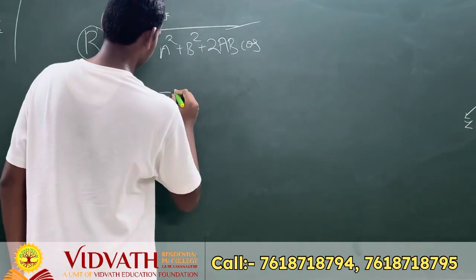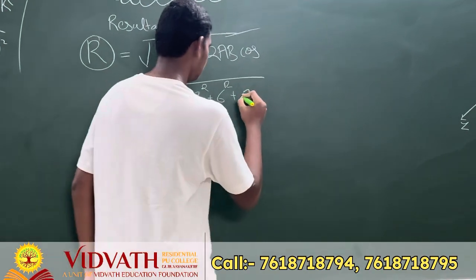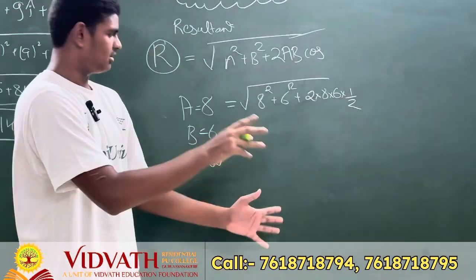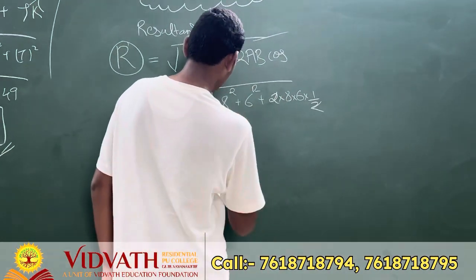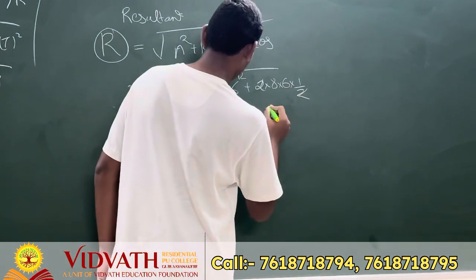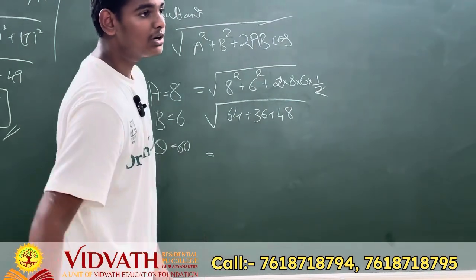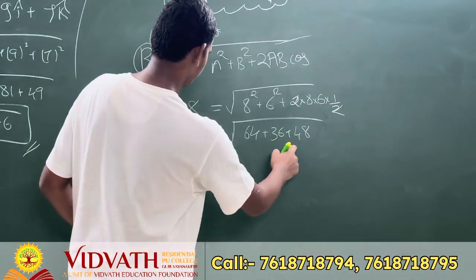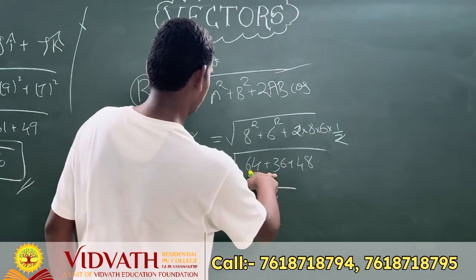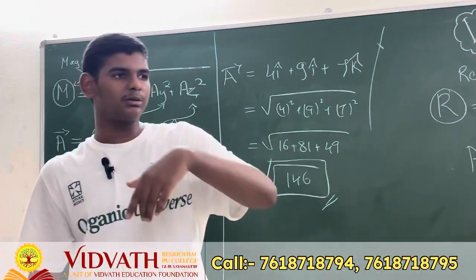Let us substitute. This results in a square. 8 square plus 6 square plus 2 into 8 into 6 into 1 by 2. Any errors? Not at all. 2 gets cancelled. 8 8s are 64. 6 6s are 36 plus 8 into 6, 8 6s are 48, whole root 148. 60, 30, 90. I'm believing you guys at this point. Yeah, it's root 148. So this is the basic concept of resultant.